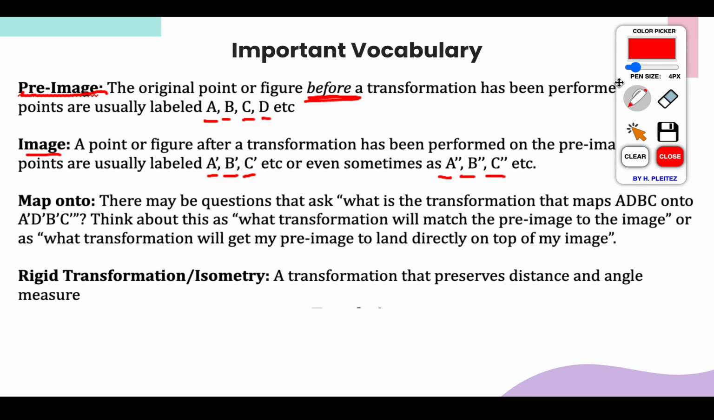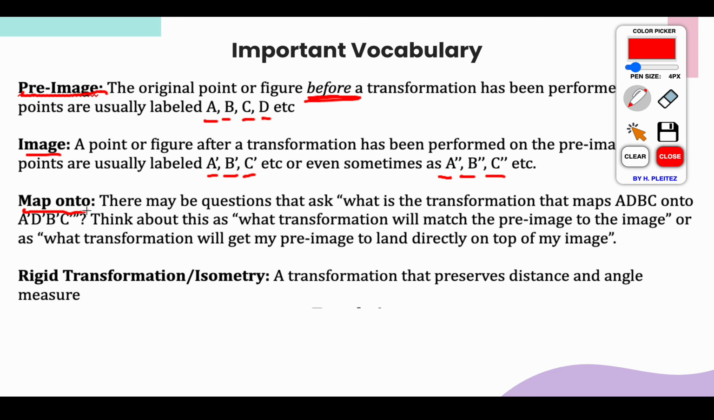Now, this other term of mapping onto is something that we have seen before. So there might be questions that ask, hey, what's the transformation that maps this figure onto this figure? So how you'll think about this is, hey, what transformation will get my pre-image to land directly on top of my image? And we've seen this before with triangle congruence, so we're kind of bringing this back into this unit.